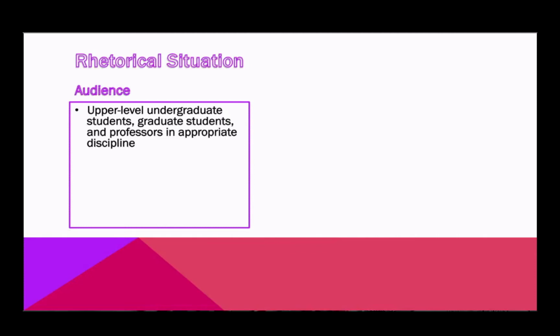Okay, now let's talk about the rhetorical situation for your paper, beginning, of course, with audience. The audience for your paper will be upper-level undergraduate students, graduate students, and professors in the discipline that's appropriate for the paper you're writing. One thing that you have to keep in mind is that your audience are experts in the discipline that you will be addressing, but not necessarily in your topic.